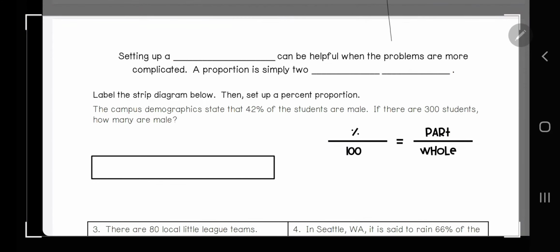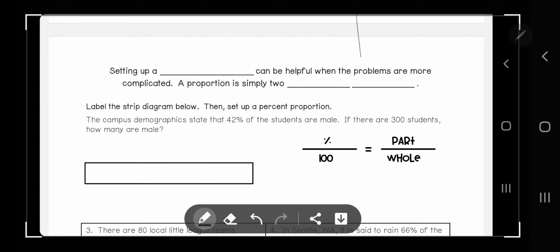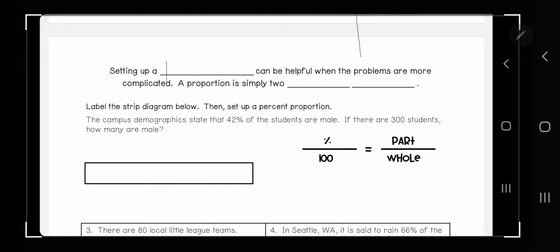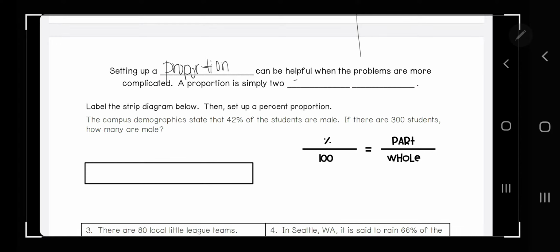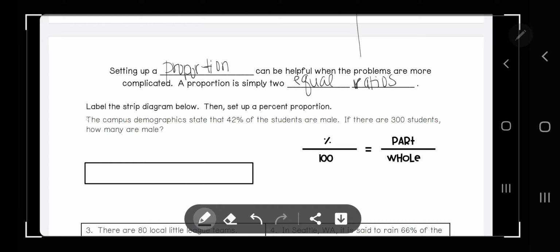All right, so one way to do this is that we can set up a proportion, just kind of like what we've been doing with converting to percents. So setting up a proportion can be helpful when the problems are more complicated. A proportion is simply two equal ratios or equal fractions.